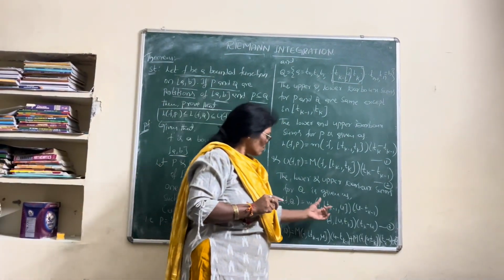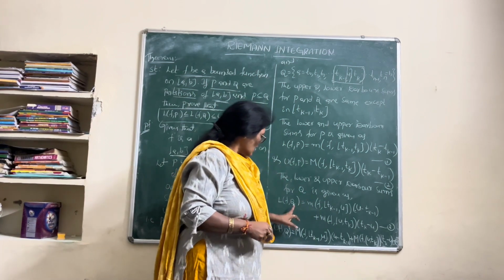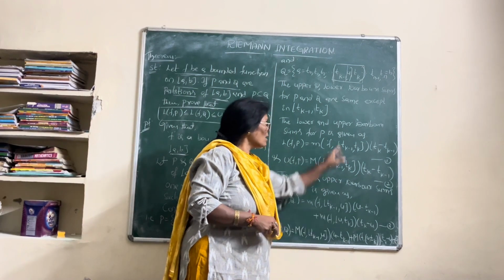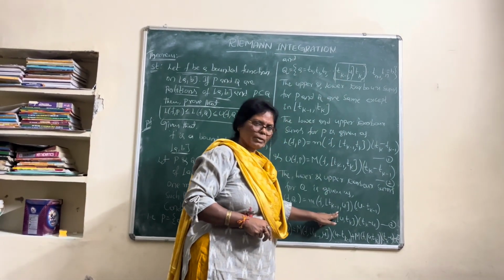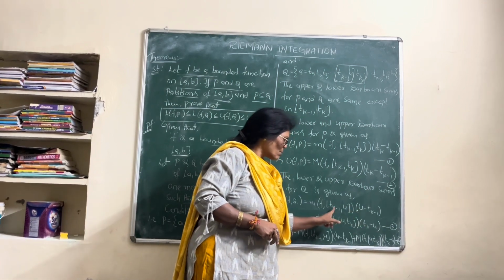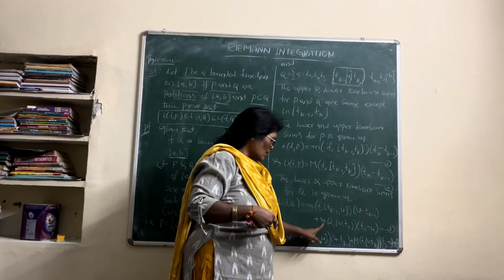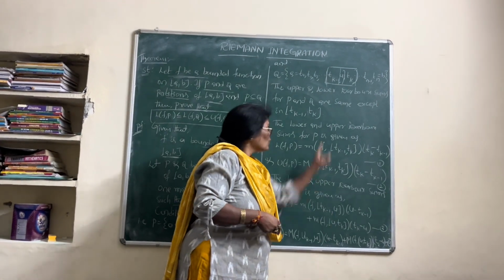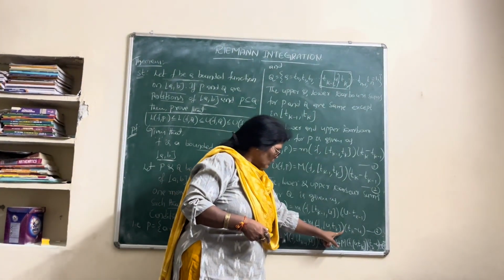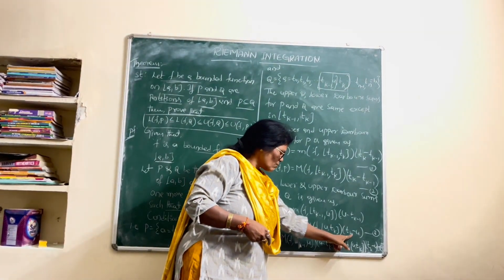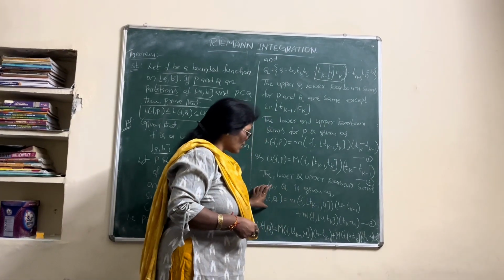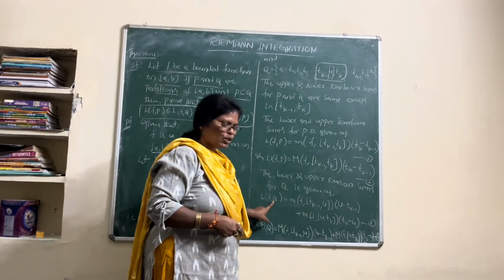So that's the sum of two intervals you should take. LFQ is nothing but m of f comma Tk minus 1 comma u, one of the subintervals, into the length of the interval, u minus Tk minus 1, plus m of f comma u comma Tk, the second subinterval, into its length of the interval, Tk minus u. This is the lower Darboux sum for the partition Q.